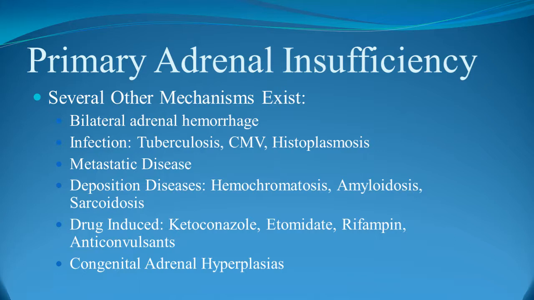Several other mechanisms exist, including bilateral adrenal hemorrhage, infection, TB, CMV, histoplasmosis, metastatic disease, deposition of disease, hemochromatosis, amyloidosis, sarcoidosis, drug-induced causes such as ketoconazole, etomidate, rifampicin, anticonvulsants, and adrenocortical hyperplasia.